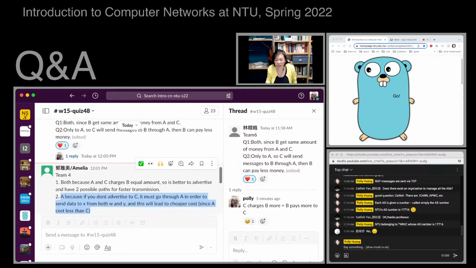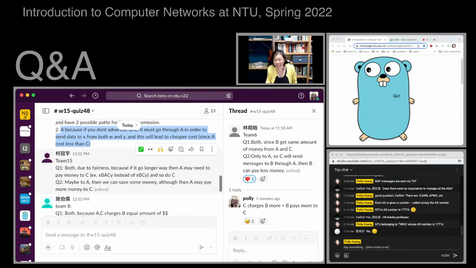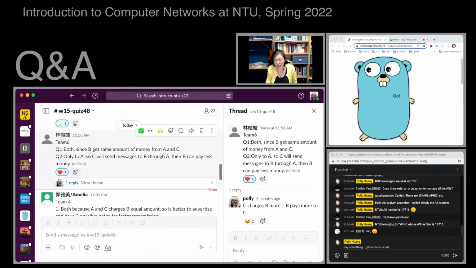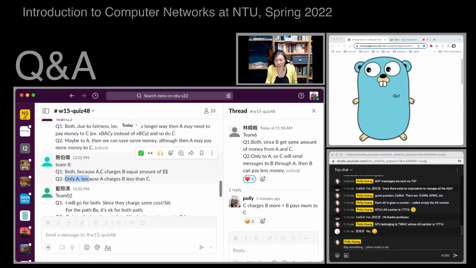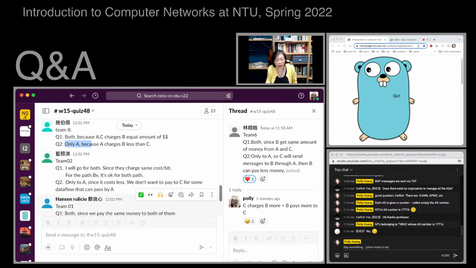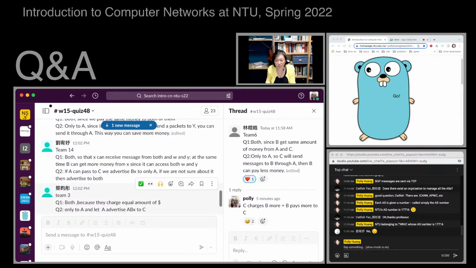Yeah, I guess Team 7 is more of a socialistic view. And Team 4, Team 15, Team 6, you guys can consider taking business courses. Okay, Team 4 definitely. You do have the intuition of running businesses. If the dollar sign is what matters, for Q1, it doesn't matter. For Q2, definitely B advertises to A because A charges less.